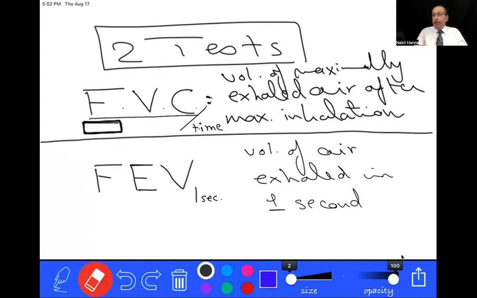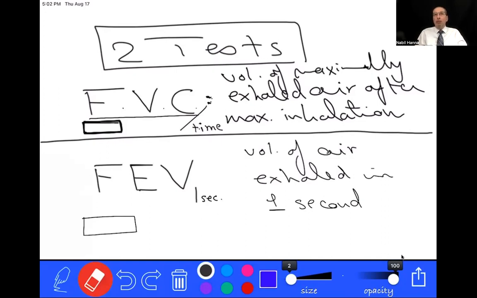Again, there is a predicted value for this based on your age, gender, height. If you score 80% or more of the predicted value, you're good, and you have normal FEV1. If you score less than 80% of your predicted value, you have abnormally low FEV1.